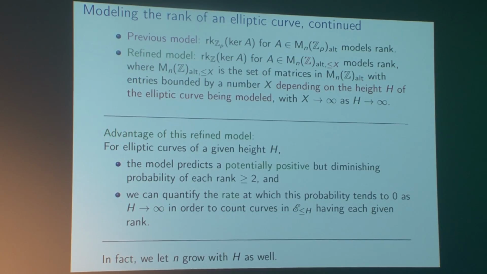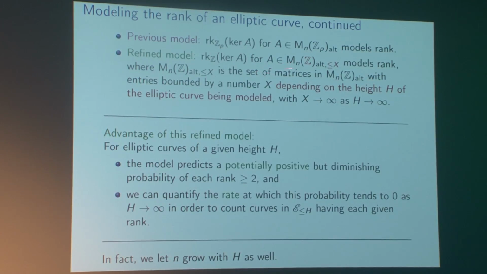But you can quantify how quickly it goes to 0. For a given height, if you know how big these entries are, you can say what the small probability is of this determinant being 0, in other words, of getting higher rank. And so that's the point of this.